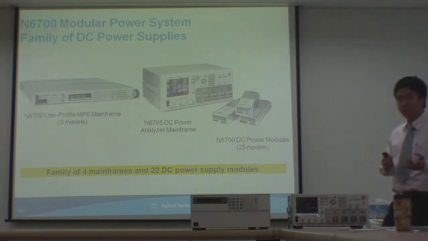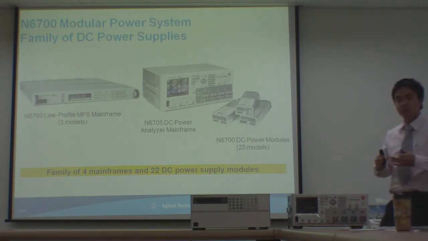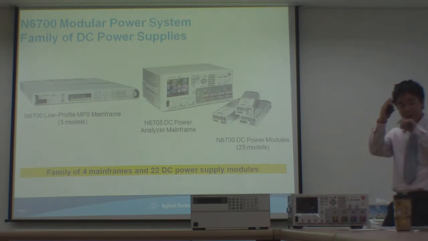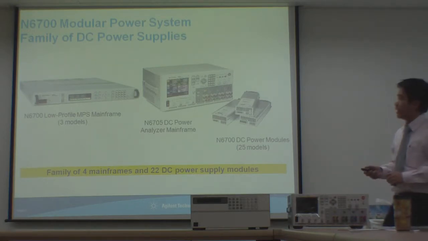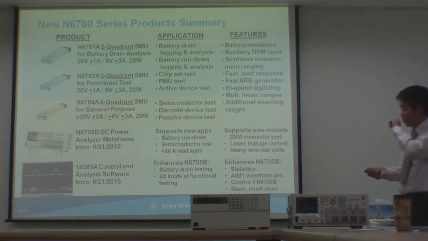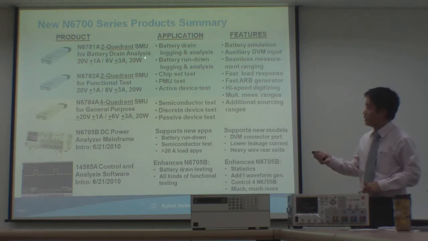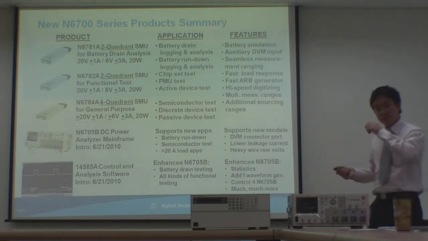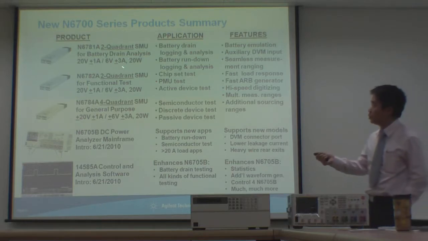Some are basic, so they're basic biases. Some are performance, which means they ramp up and ramp down pretty fast. And some are precision, which means they're very accurate. Our newest family of modules is what we call our source measure unit modules. I'll go over each one in detail in the next couple of slides, but in general, they are 2-quadrant and 4-quadrant modules.